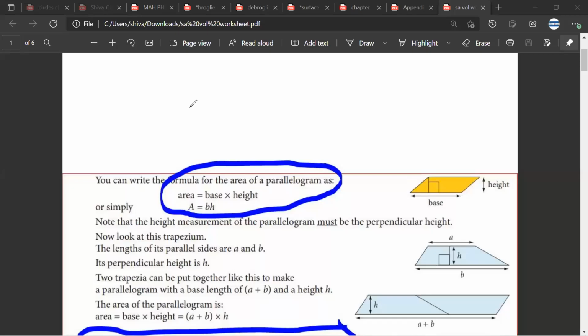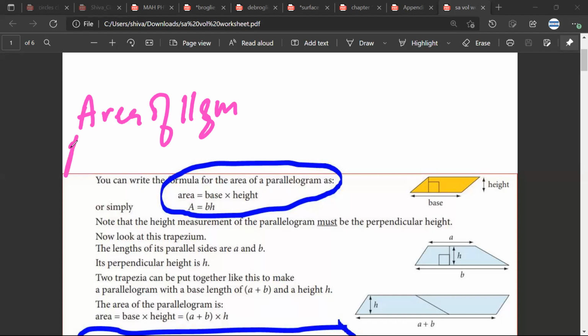So Mr. Satya will be doing two things. One is area of parallelogram. The other would be area of trapezium. Mr. Satya, what is the area of a parallelogram?